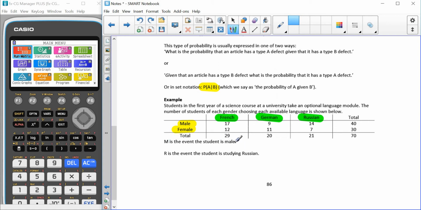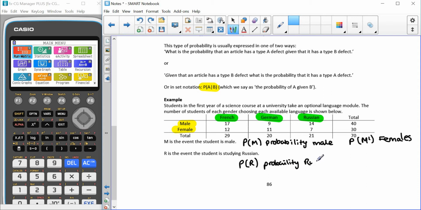So M is going to represent males. So if I'm talking about the probability of M, that is the probability that someone is male. So the way that we would describe female would be the probability that they are not male, written with the M dash, and that's going to represent females. We have R is the event that someone studies Russian. So if we have probability of R, that's going to be the probability of someone studying Russian.